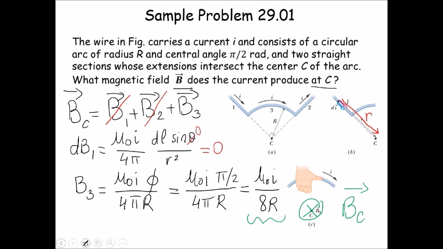All right, so let's go to the next section, which is about force between wires.